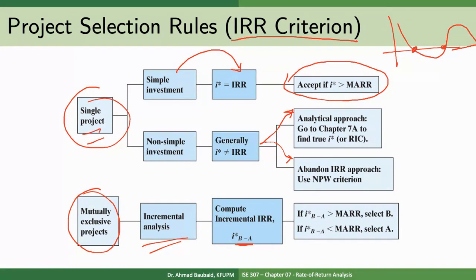But then the criterion becomes, if this I star for this new B minus A investment is greater than the MAR, I will select B. If it's the opposite, if it's less than the MAR, I will select A. And we're going to see this in more detail later. Okay? So this is kind of a summary of what we're going to do for the remainder of the chapter.